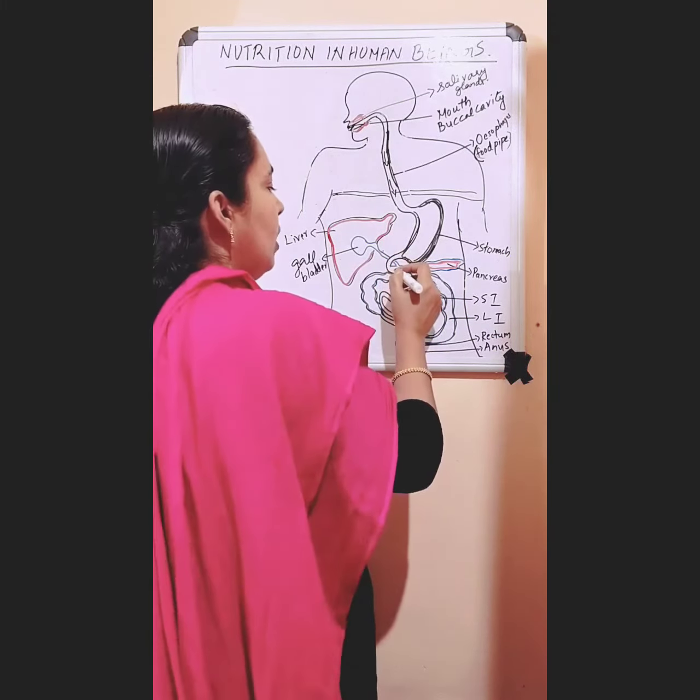This is another gland that is also opening into the duodenum. And this liver is one gland. This is the liver, and we know liver is the largest gland in our body. And liver secretes a juice called bile juice. So liver secretes a juice called bile. And if excess bile juice is secreted, that is stored in a bag-like structure called gallbladder.